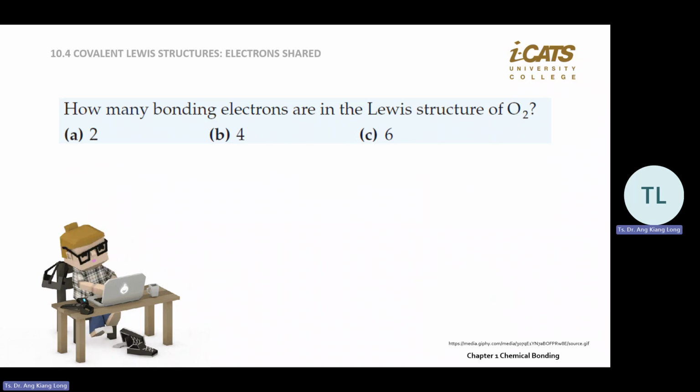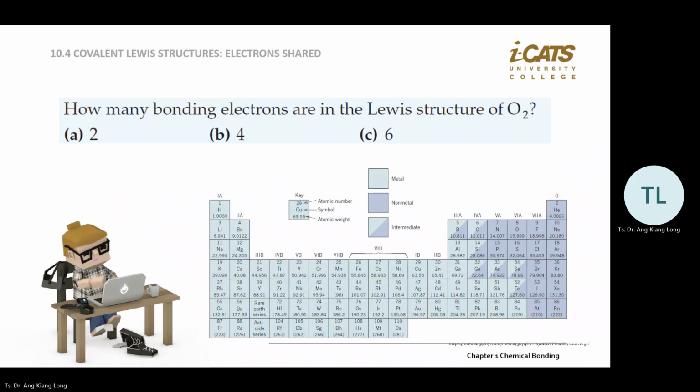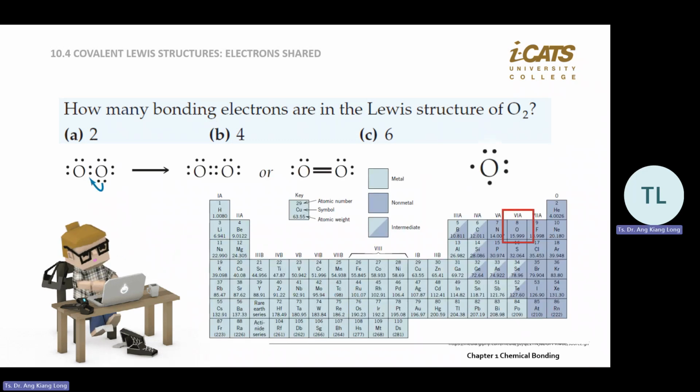So, how many bonding electrons? I drew it on the whiteboard already. Is it 2 or 4? What does it ask you about? Electrons. It does not ask you about bonds. It asks you about electrons. So the answer is 4.